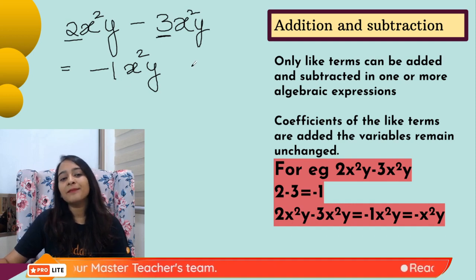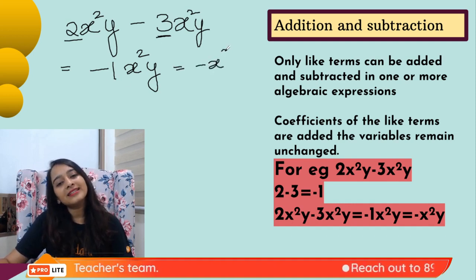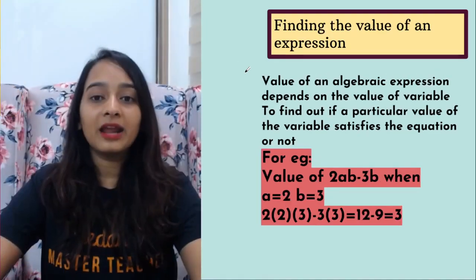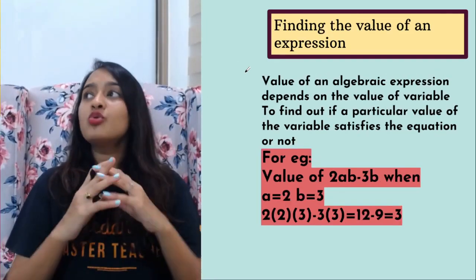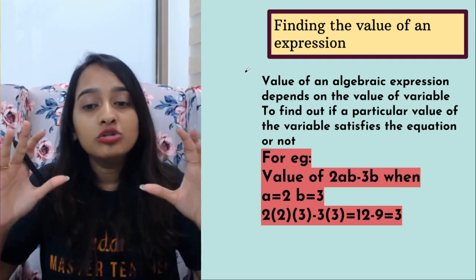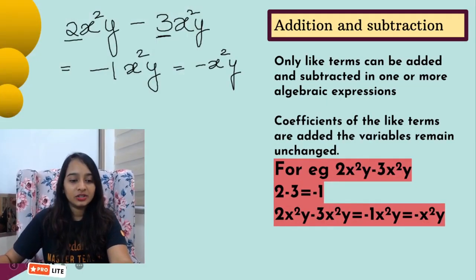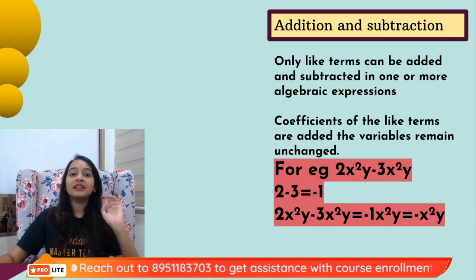So instead of writing minus 1, you can just write minus x square. So that's how you add or subtract. Please do not forget to remember the rules of addition and subtraction. And one more thing, when you're doing subtraction, the sign of the second variable will change.